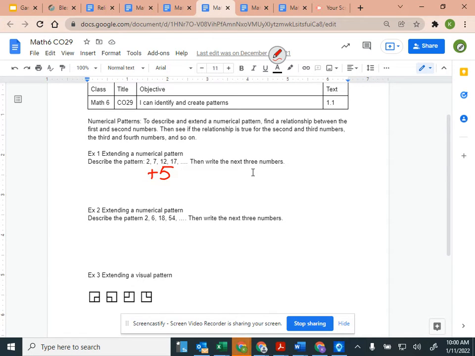So if I'm at 17, I know I add 5 to it and I get 22. Add 5 to 22 and I get 27. Add 5 to 27 and I get 32. So you're finding your rule. That's going to help us when we get to the functions. Find your rule and you can continue your pattern.